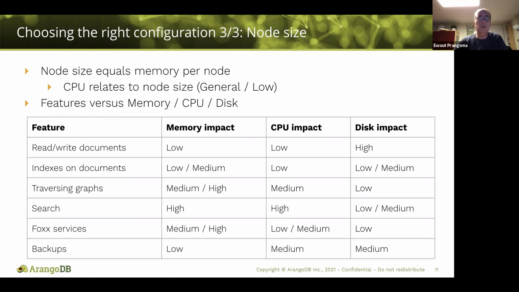Of course, we also see the other side where people have huge graphs with huge disk space and so on, so then it just becomes bigger. For search, you need more memory and more CPU. That's really clear. And for some Fox services, it's a bit in between. And for backups, it's low on memory, but it can mean something for CPU, especially if you want to do it very often. So you can use this table as a kind of first-hand guideline of, okay, this is what I should look for.